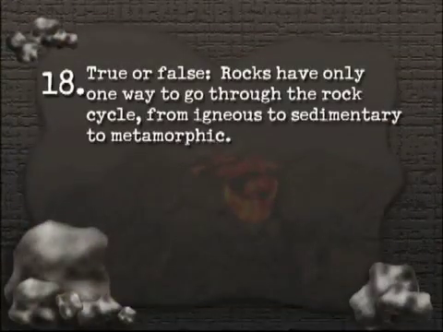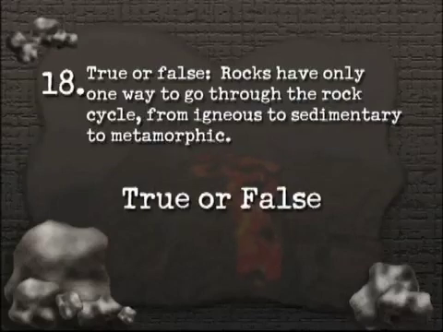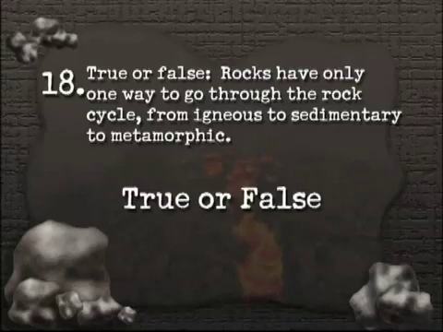Question 18. True or false? Rocks have only one way to go through the rock cycle, from igneous to sedimentary to metamorphic.